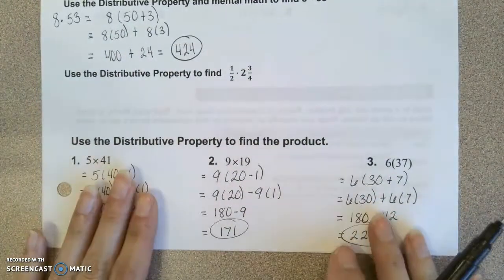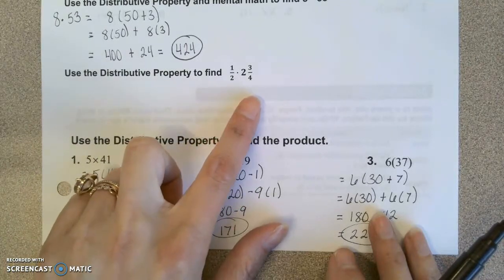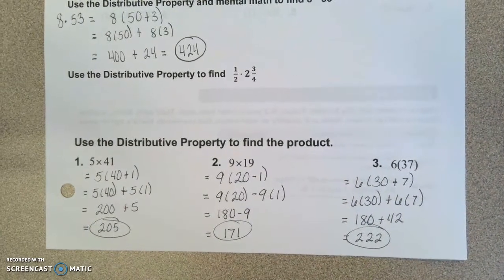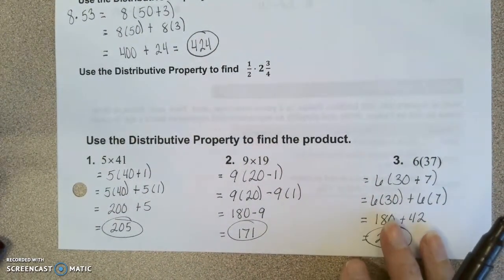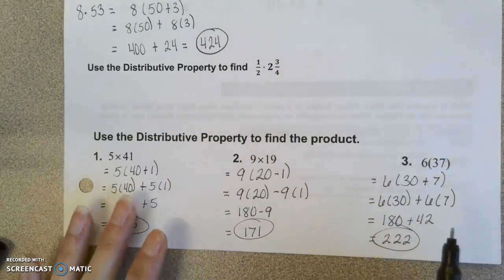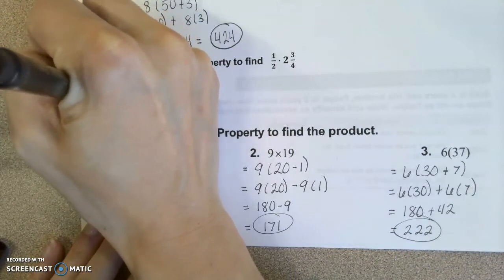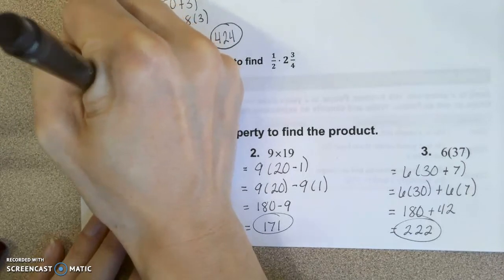Now we're going to look at how this applies to fractions. So we have 1/2 times 2 3/4. When we first did problems like this, we looked at changing the mixed number to an improper fraction and multiplying that way. So we're going to look at how we can use the distributive property here. Let's start by rewriting the problem. So we have 1/2 times 2 3/4.